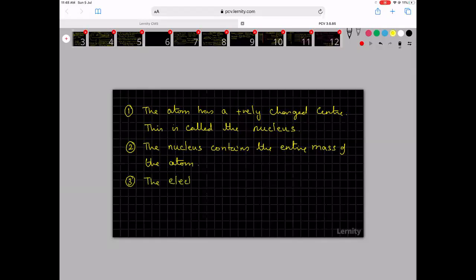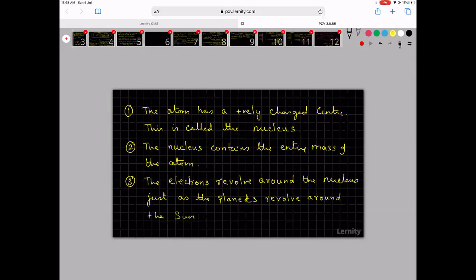The electrons revolve around the nucleus just as the planets revolve around the sun. The electrons revolve around the nucleus just as the planets revolve around the sun. And we got the planetary model of an atom. Who gave us this planetary model of an atom? This planetary model of an atom was given by Rutherford after he did his gold foil experiment.